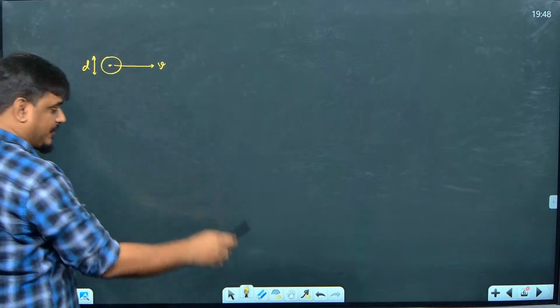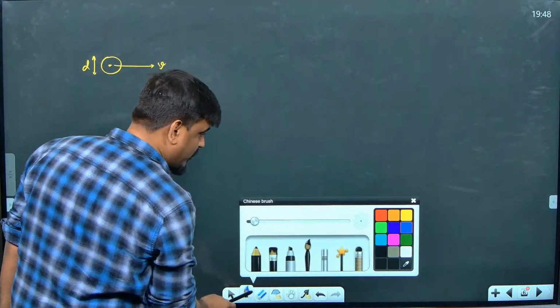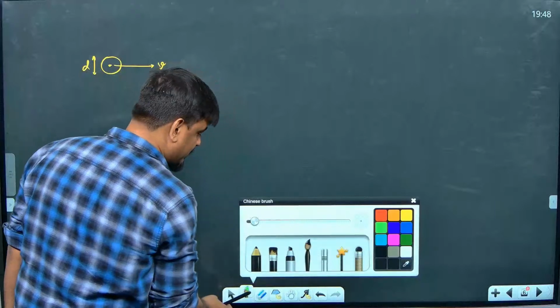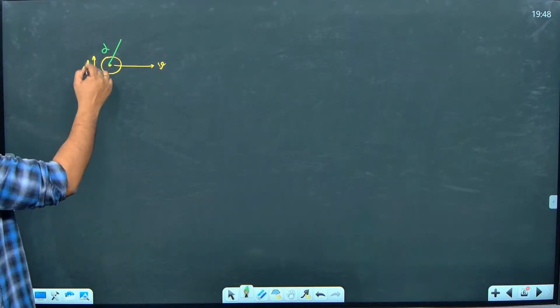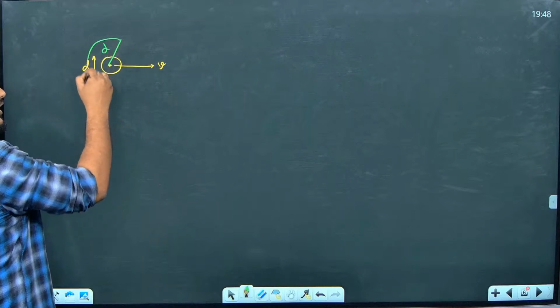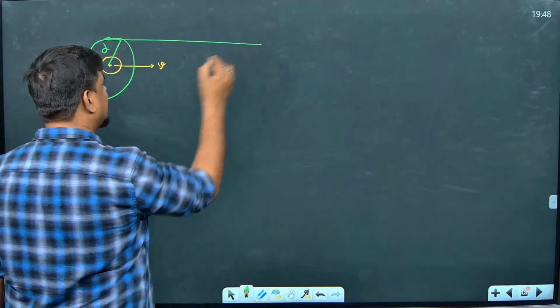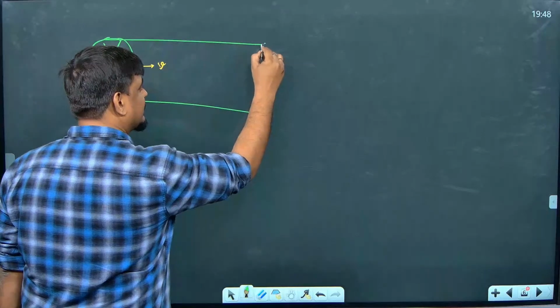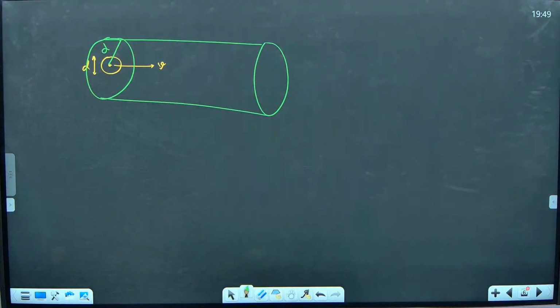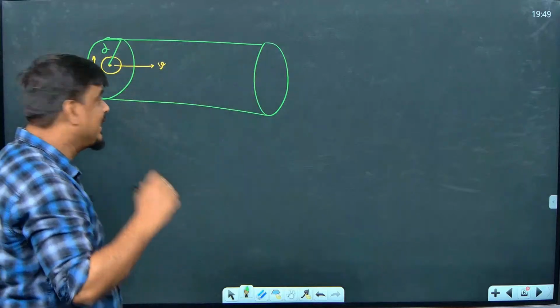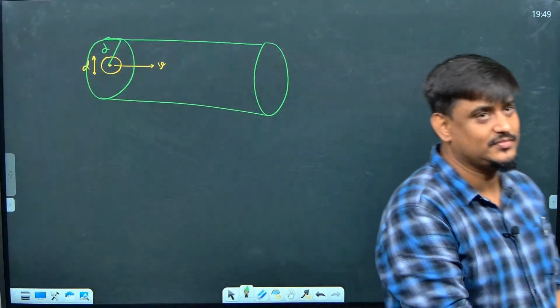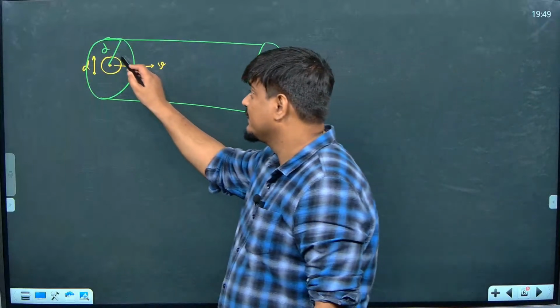From the center, I am going to draw a circle taking a radius d, same diameter, and then I draw a cylinder. Can I say that if the center of any gas molecule lies within this volume, it will definitely hit it? Think about what I have said. Think about it deeply.